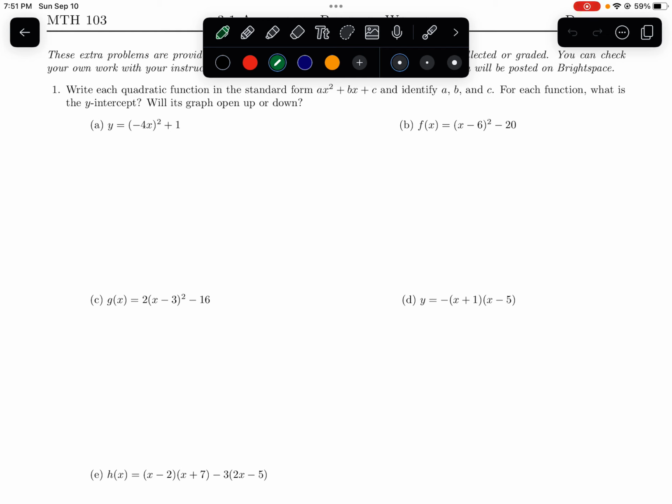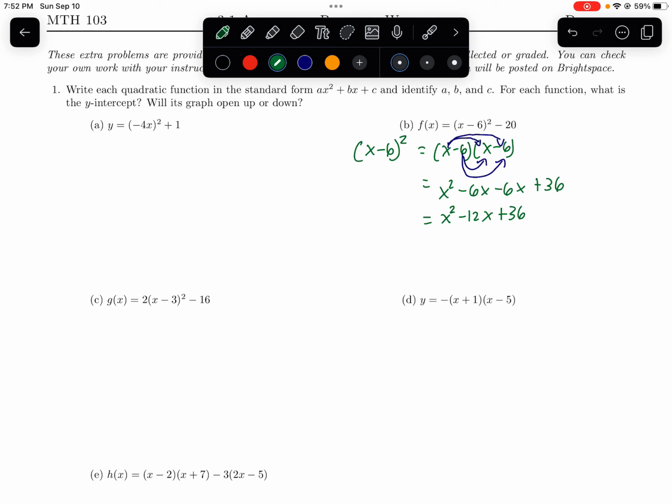So what you need to do first is figure out what (x - 6) squared is. And remember, that's the same as multiplying that quantity by itself. And now you would distribute. So you would do x times x, x times -6, -6 times x, and -6 times -6. So that would give you x squared minus 6x plus 36. So x squared minus 12x plus 36.